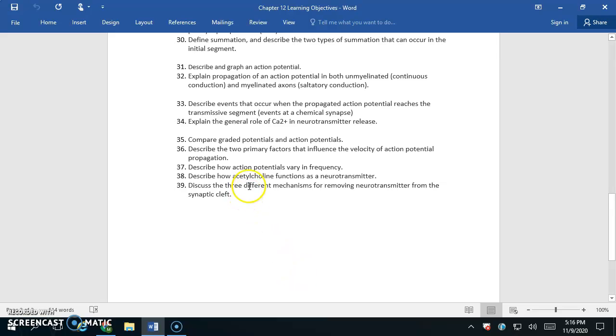And then the last two of our learning objectives are a repeat of something that we learned in Chapter 10. So remember, we talked up here about the events at a chemical synapse. Remember, acetylcholine was the primary neurotransmitter for the stimulation of skeletal muscle cells to contract. That was the primary one. So describe how acetylcholine functions as a neurotransmitter, and describe the three different mechanisms for removing the neurotransmitter from the synaptic cleft.